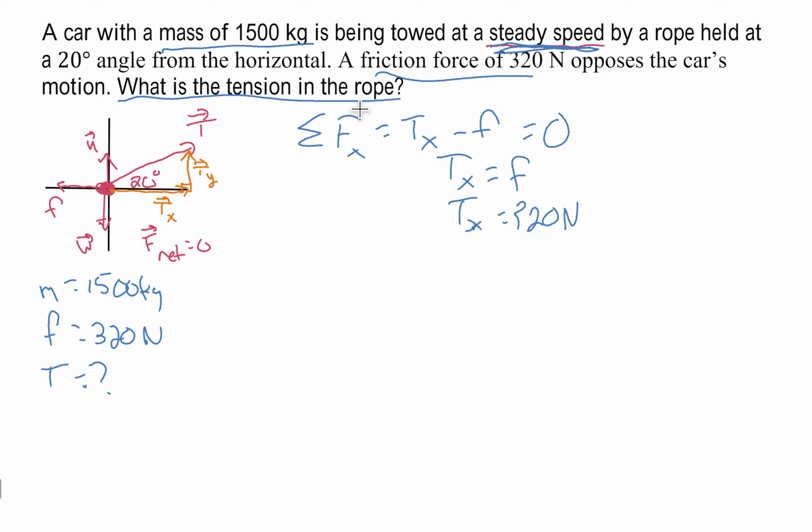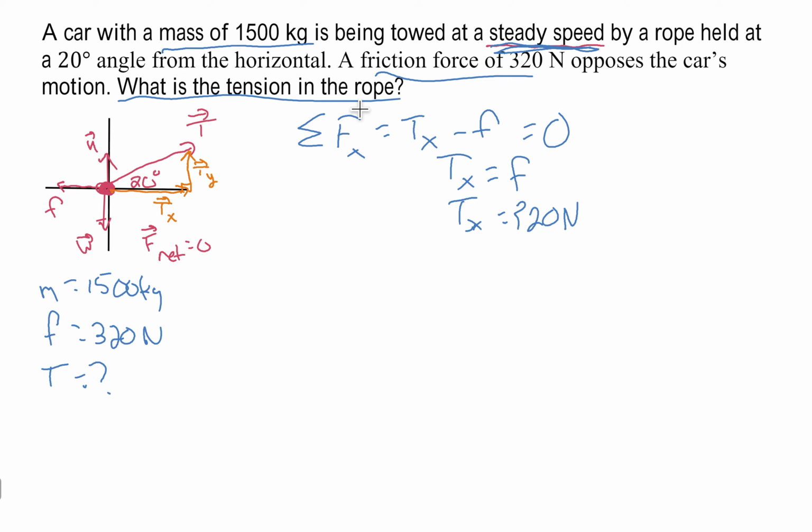Okay, so I'm just going to jump straight to, I know the adjacent side of my reference angle. I know I'm looking for the hypotenuse of my right triangle. So adjacent and hypotenuse, that would be AH, that's cosine 20 degrees equals adjacent side, which is T sub x, over the hypotenuse, which is T.